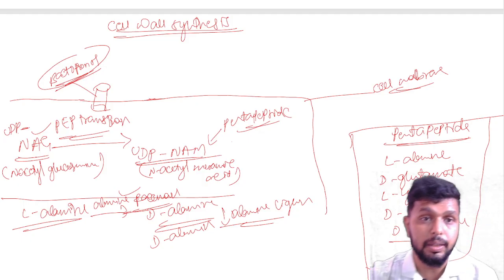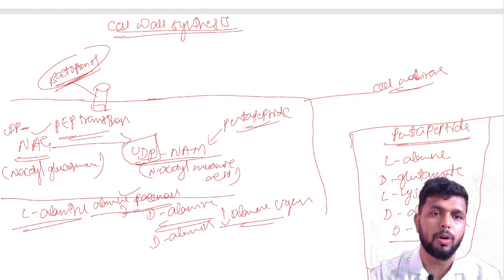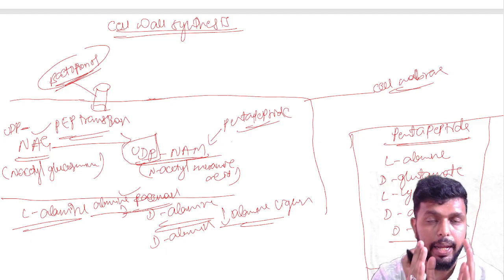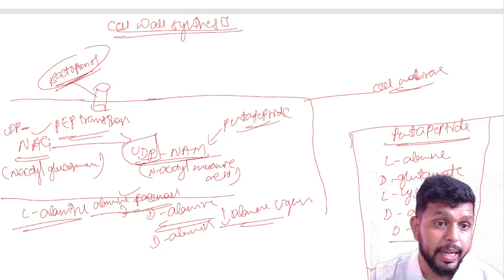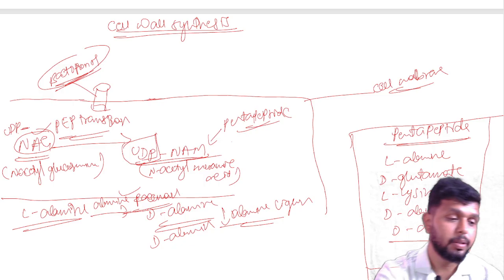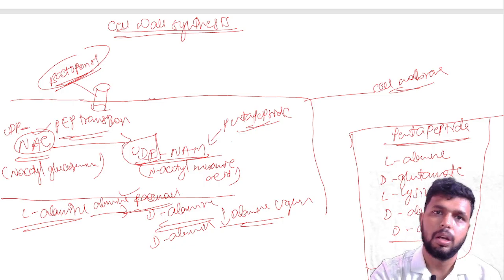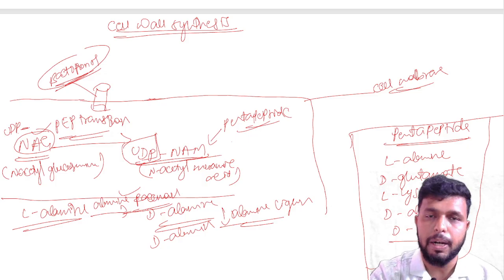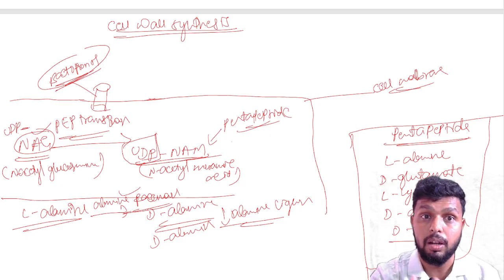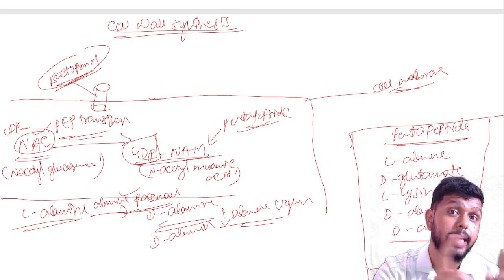So this bactoprenol will remove the UDP molecule. It will take only the NAM pentapeptide chain and the NAG molecule, N-acetyl glucosamine. See, concentrate. Bactoprenol will remove the UDP molecules, and it picks up only the NAM pentapeptide chain and the NAG molecule.